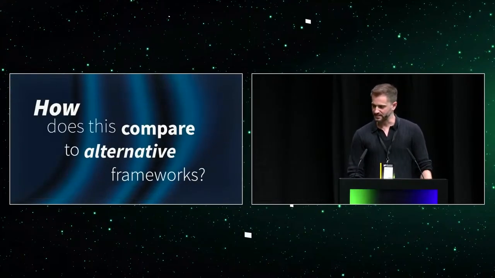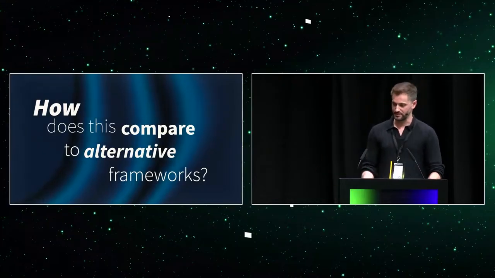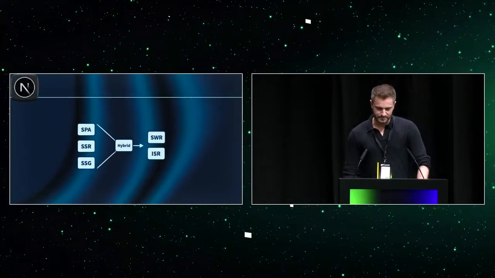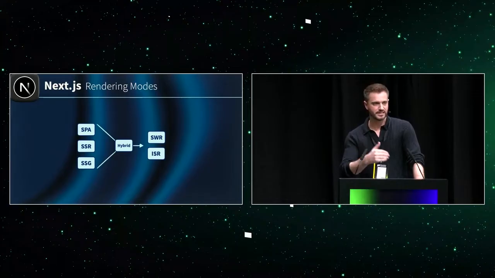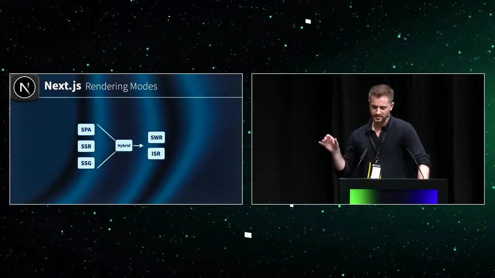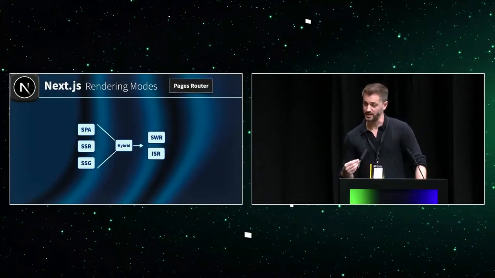So we delved a bit deeply into Nuxt. How does this compare to alternative frameworks? If we look at Next.js, we pretty much have these same rendering modes available to us. The implementation details might differ subtly. And when we look at it as such here, we're really talking about the Next.js pages router.